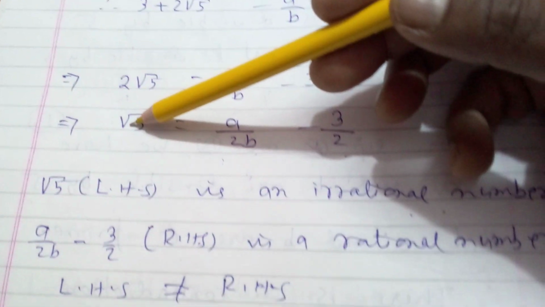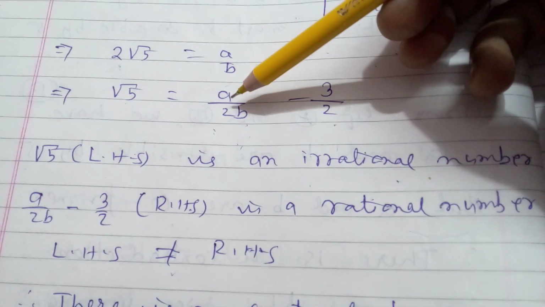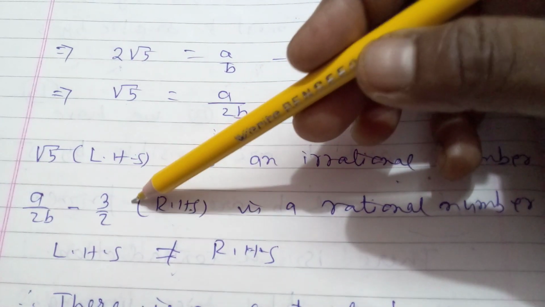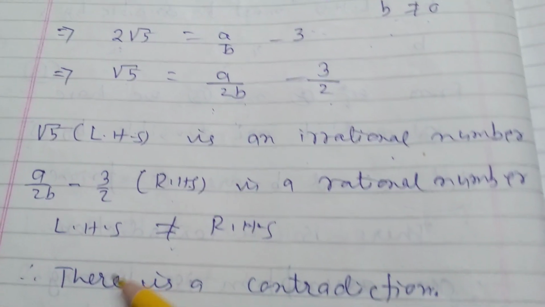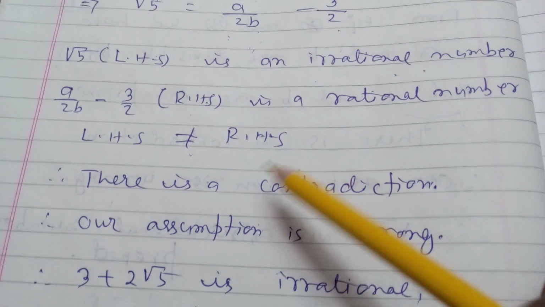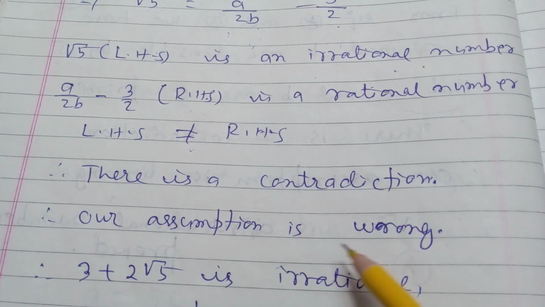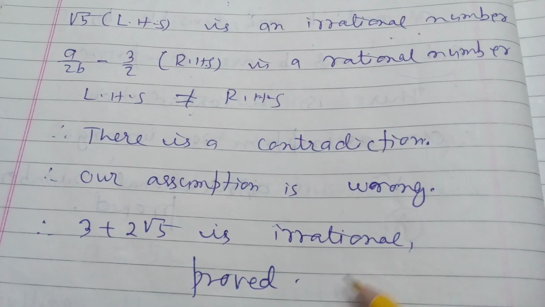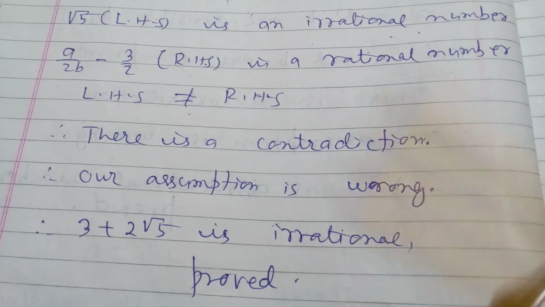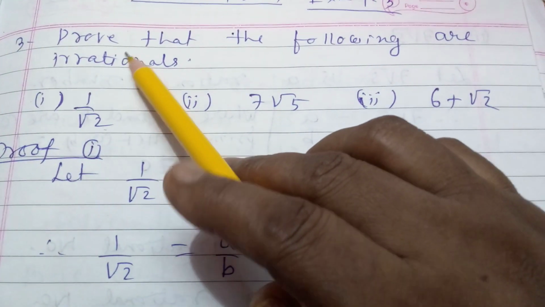Now root 5, that is the left hand side, is an irrational number, but a by 2b minus 3 by 2, that is the right hand side, is a rational number. So left hand side is not equal to right hand side. So there is a contradiction and our assumption is wrong. So 3 plus 2 root 5 is an irrational number. It is proved.